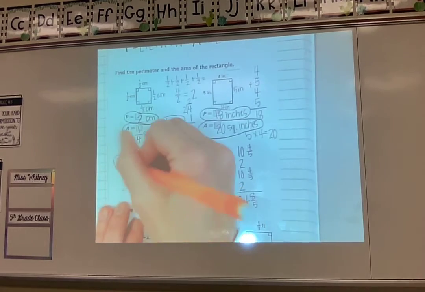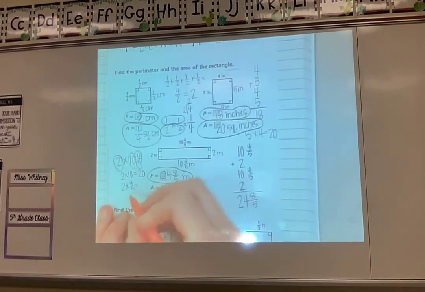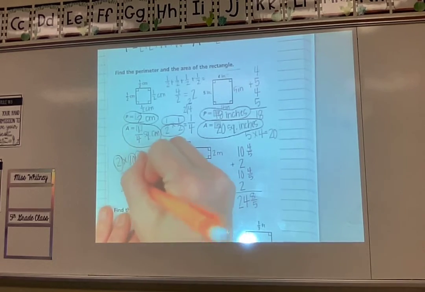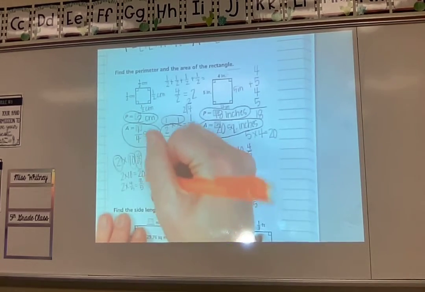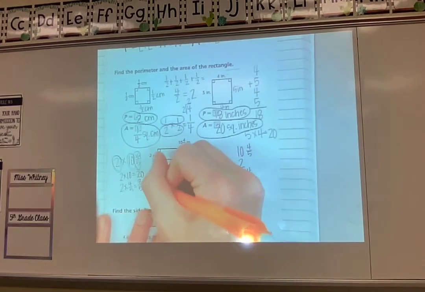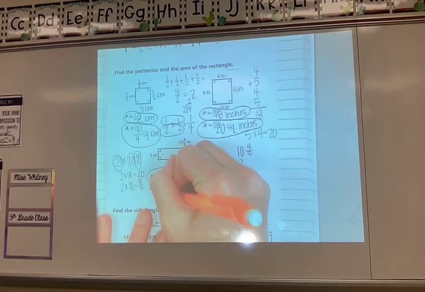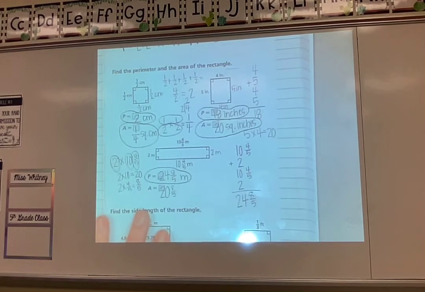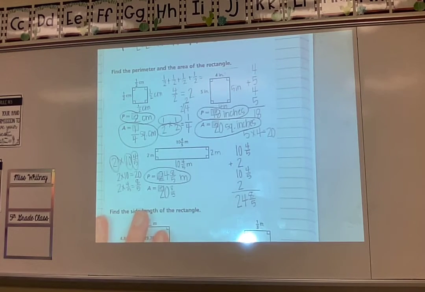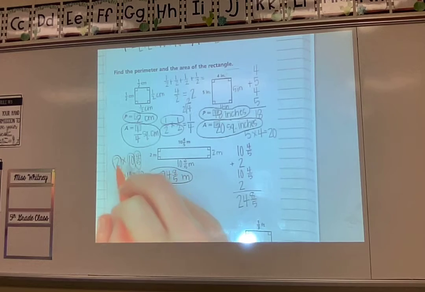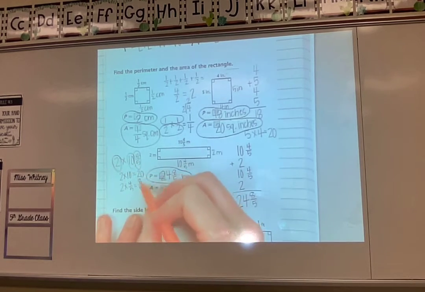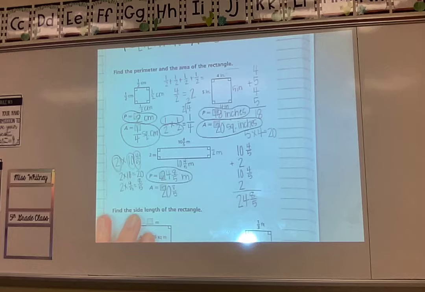So 2 times 10 is 20. 2 times 4/5. So 2 times 4 is 8. Bottom stays the same. And then I just squish these two answers together. So my area would be 20 and 8/5. So instead of rainbowing that, I'm just going to chunk it down. Take this times my big number, this times my fraction, and then just squish those together as my final answer.